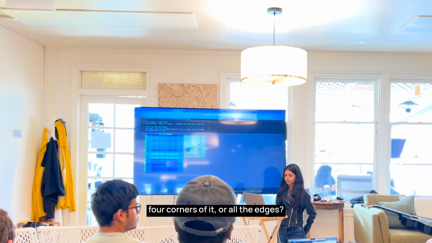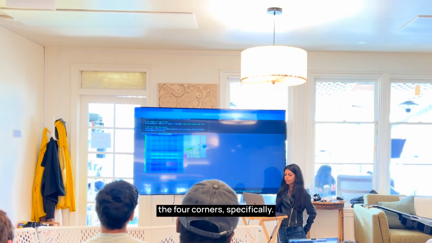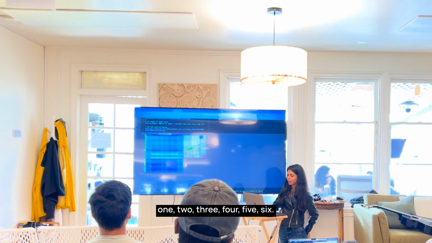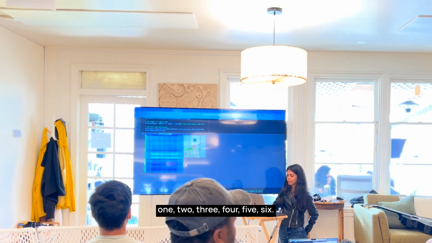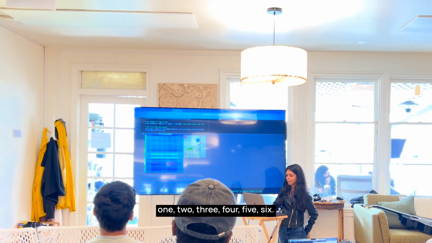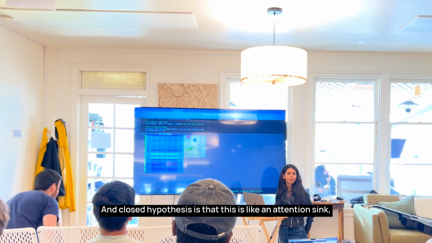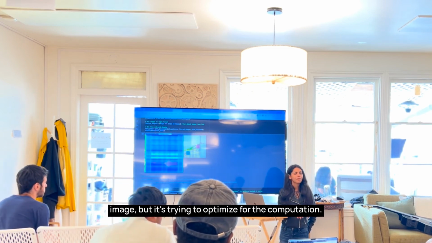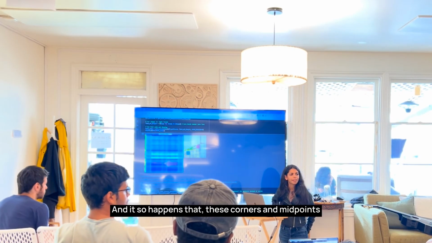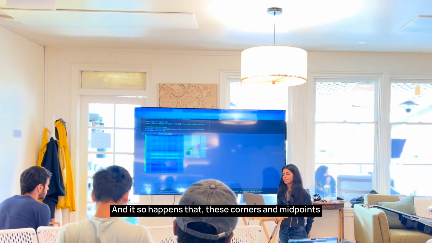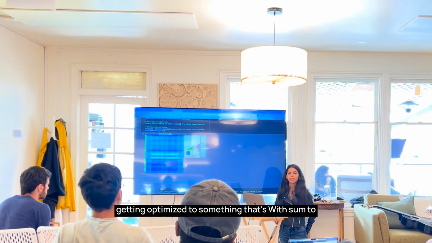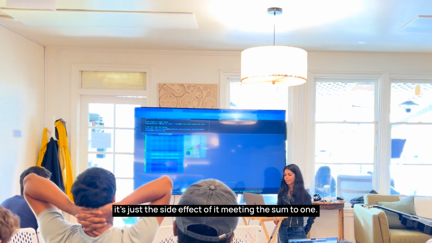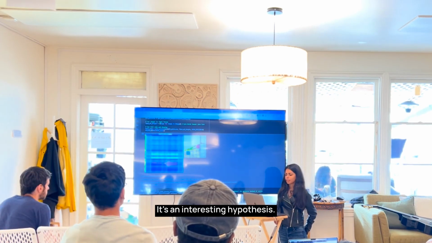With the corners, do you mean the 4 corners or all the edges? The 4 corners specifically. If you look at the pink, there are these 6 little blue columns: 1, 2, 3, 4, 5, 6. And Chloe's hypothesis is that this is an attention sink where it's not actually optimizing for any content of the image, but for the computation. It must sum to 1, and it so happens that these corners and midpoints aren't really containing information, so they end up getting optimized to something that sums to 1. So it seems like it's detecting corners, when really it's just a side effect of needing to sum to 1. It's an interesting hypothesis.